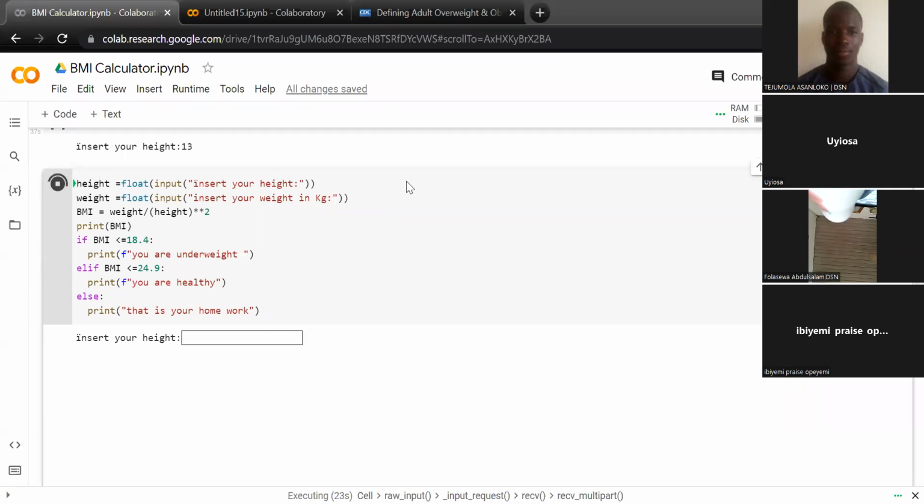Please, I need your emoji, your favorite emoji, to make me happy that you actually understood this, because I want you to understand so that you can also create your own and different formulas that you can use.